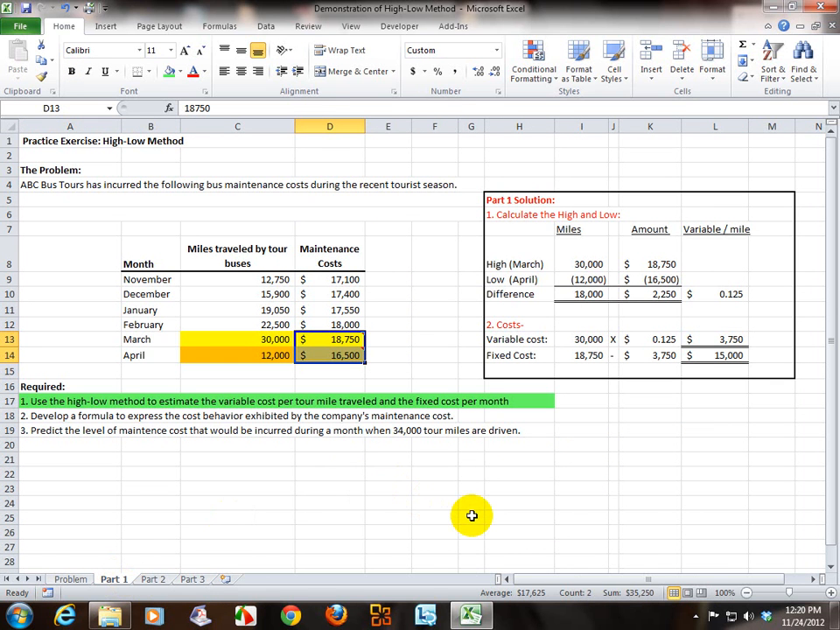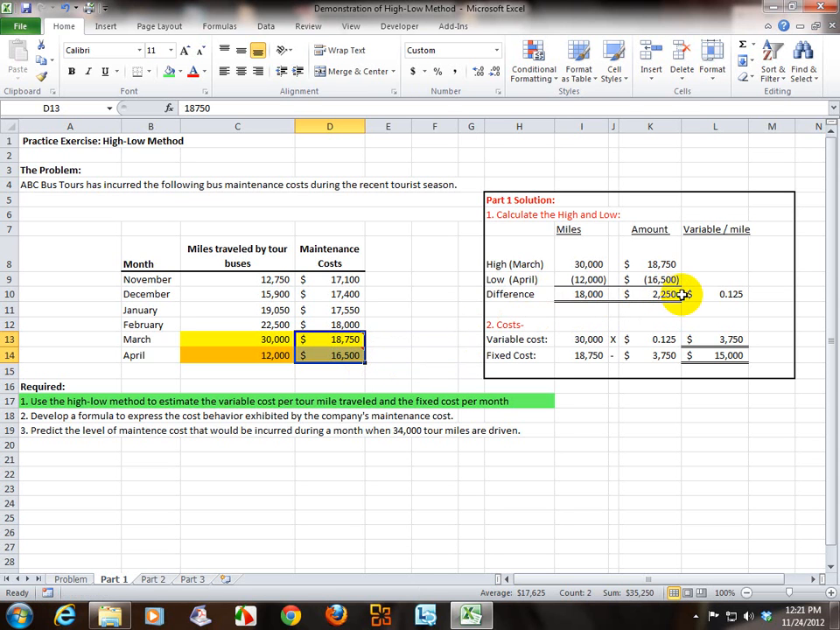In part one, we want to estimate the high-low. Using the high-low method, we want to estimate the variable and fixed costs. If we look at the schedule that they provided us from November to April, and we try to select the high month and the low month, we can see that March is the high month with 30,000 miles and $18,750 in costs. Similarly, for the low month, we'll find that to be April with 12,000 miles and $16,500 in costs.